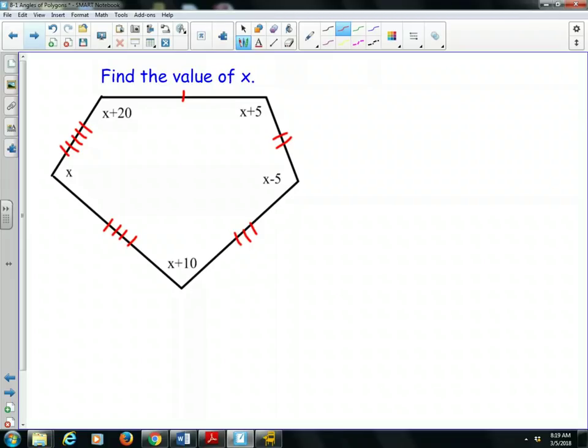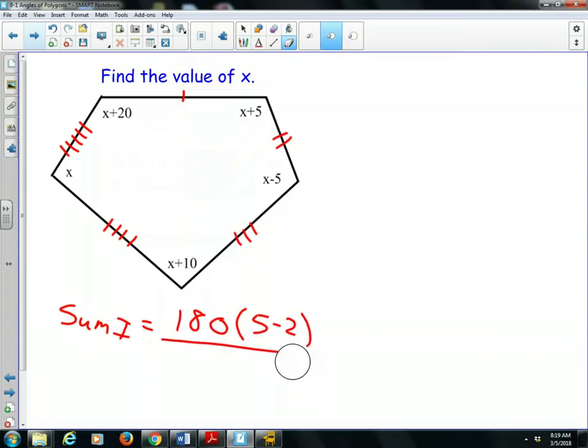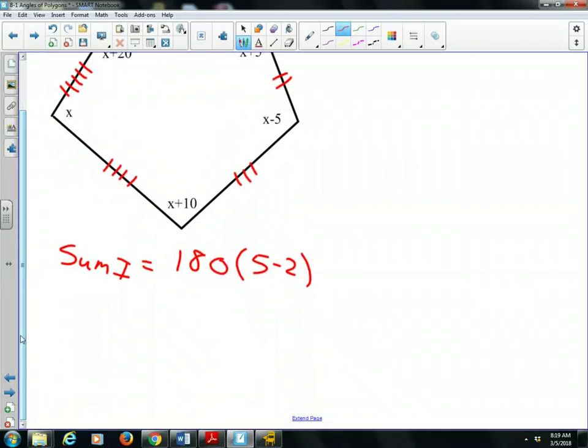So how many degrees are there in a pentagon? Well, we have it in our notes, but if you ever didn't have it in your notes, you could say the sum of the interior angles of a pentagon is 180 times n minus 2. Oh, I was going to say divided by n, but we don't want to find just one. We want to find how many degrees are in the whole thing. So it's 180 times n minus 2. So how many degrees are in this pentagon? 180 times 3, and 180 times 3 is 540.